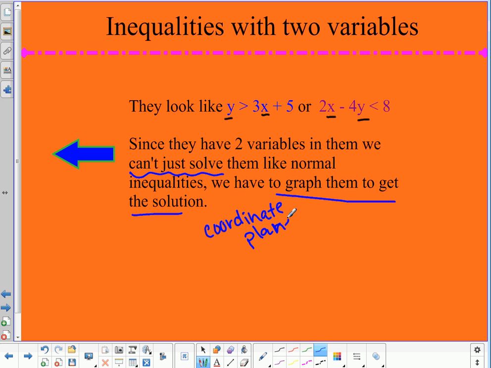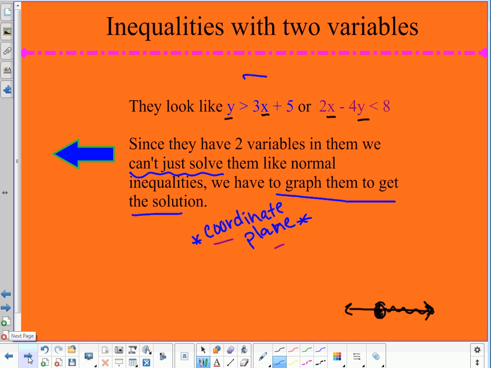So that's what inequalities with 2 variables are. They have 2 variables in them. I can't solve them like normal. I have to graph them in order to get to the solution. And we're going to graph them on a coordinate plane. So earlier last week, we looked at inequalities where we just graphed on a number line and we would put in the filled in or open circle and shade where they needed to go, and that was all fine and great. But when there are 2 variables, now I need a coordinate plane because I have that second variable.